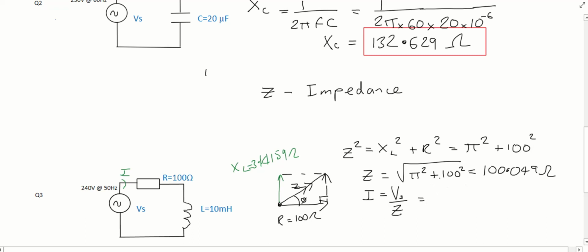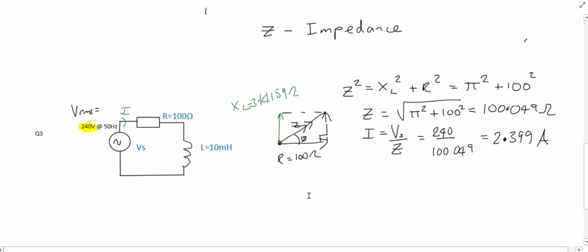240 volts. Now when it's written as 240 volts in the question like this, the supply, it generally means RMS, which we've talked about before. If you're given that in peak, you'd have to convert it. 240 divided by Z, which is 100.049, and that will give you your answer for your current: 2.399 amps. Good. So if the question was asking for the current, that's what we would find.